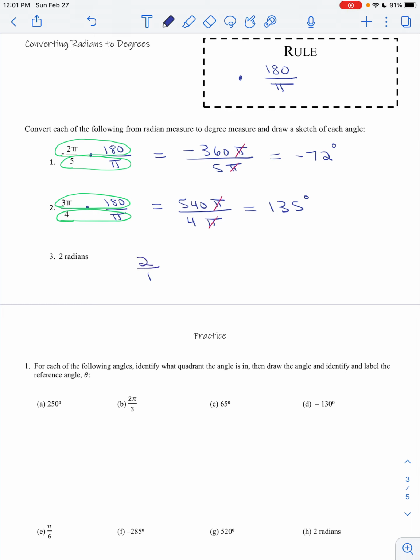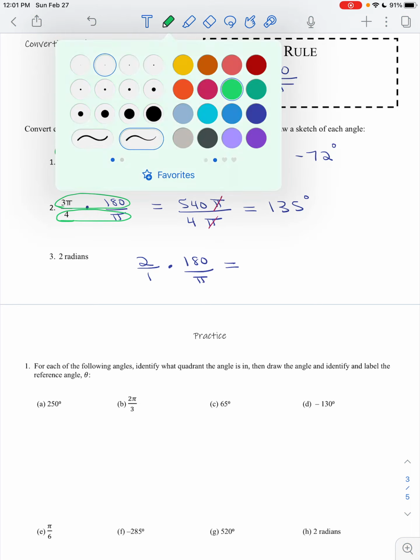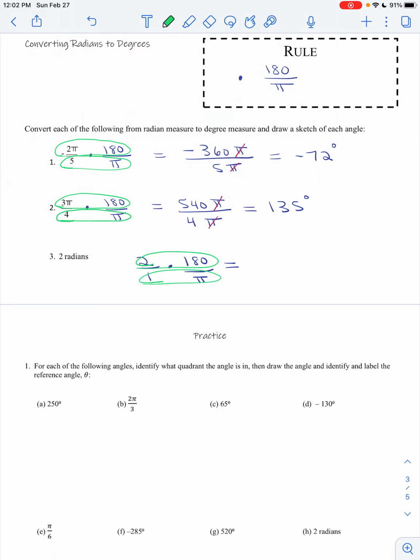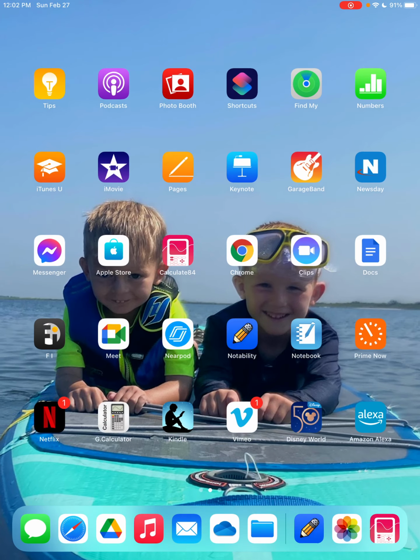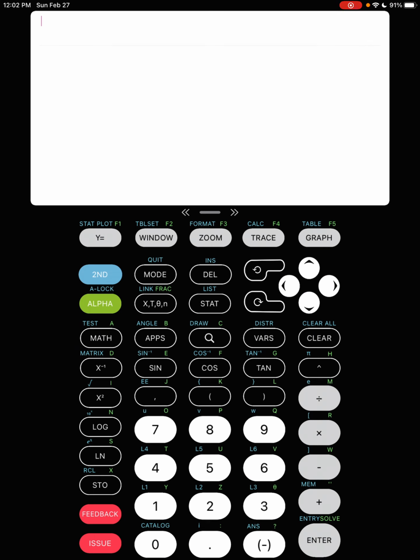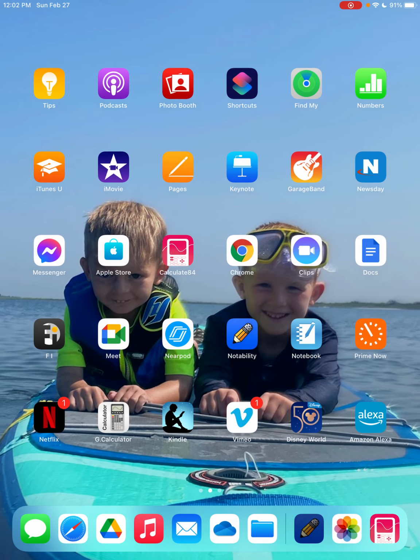This next one is a little tricky. I have 2 radians. I'm multiplying by 180 divided by pi. So this time the pi's are not going to cancel out. I'm going to multiply across the top and the bottom. So I get 360 divided by pi. So it's 360 divided by pi degrees. If you wanted to see about what that is, if you went to your calculator and typed in 360 divided by pi, it's going to tell you it's about 115 degrees.